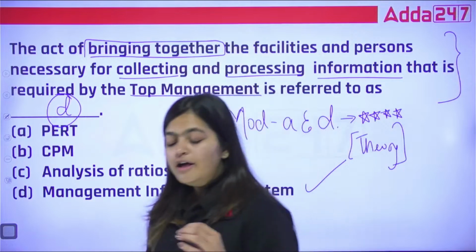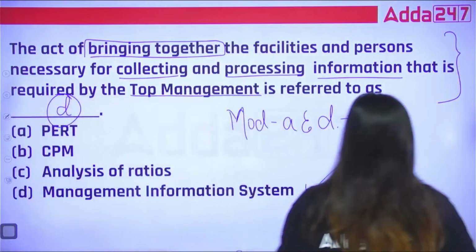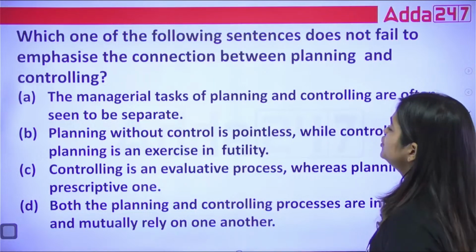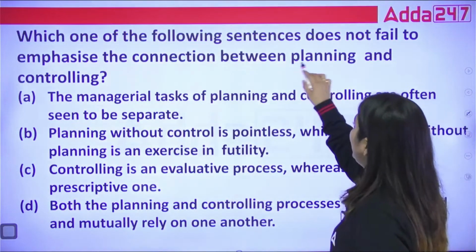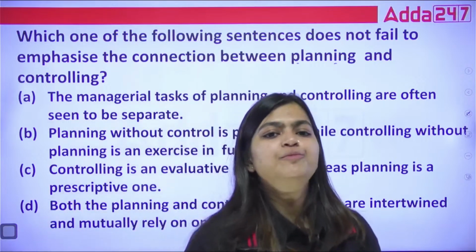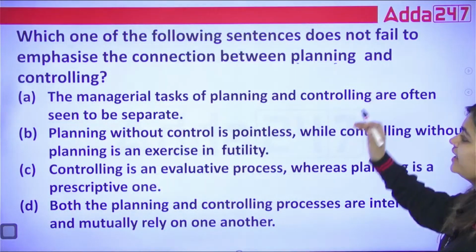Main part, main weightage is your theory. Chaliye, let's see the next question. Now, which one of the following sentences does not fail to emphasize the connection between planning and controlling? In this, we need to find out which option is giving the connection between your planning and controlling.